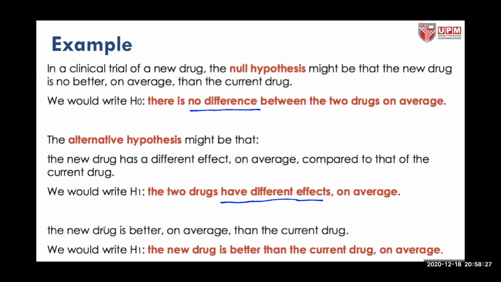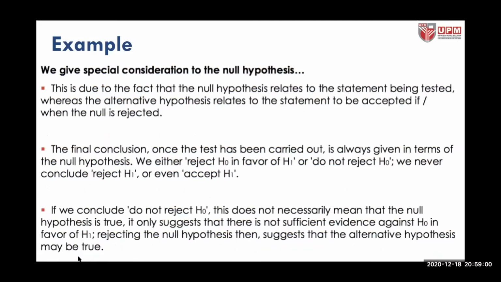So you can also have another alternative where you can say the new drug is better than the current drug. The first one is no difference, and the second alternative is that they have different effects, but you don't say which one is better. And then you can also have another alternative hypothesis that the new drug is better than the current drug, because you don't know which one is which, because you are going to prove it later on in your experiment.